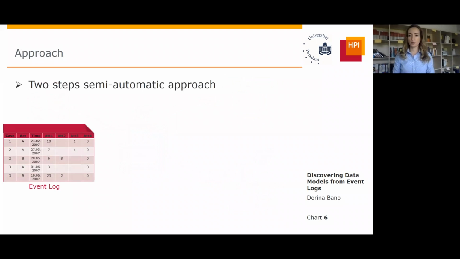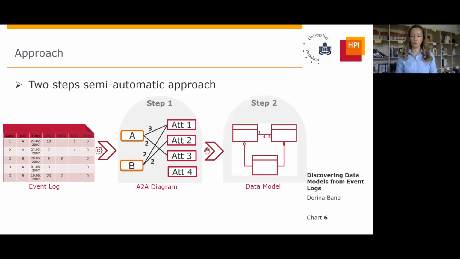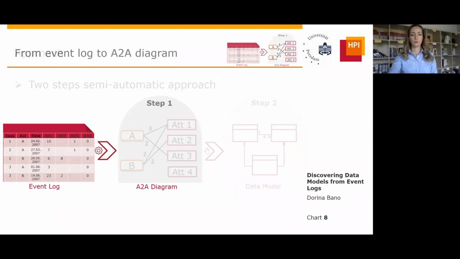Now I will explain our approach for discovering a data model from an event log. We are using a two-step semi-automatic approach. In the first step, from an event log, we automatically construct an activity attribute relationship diagram. As the name implies, this shows the relation between the activities and attributes in the event log. In the second step, with the help of domain knowledge, we discover a data model from the activity attribute relationship diagram. Now I will explain these steps in more detail.